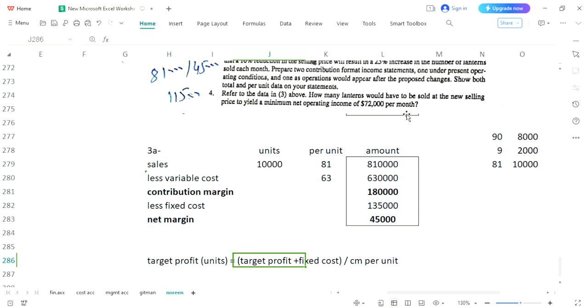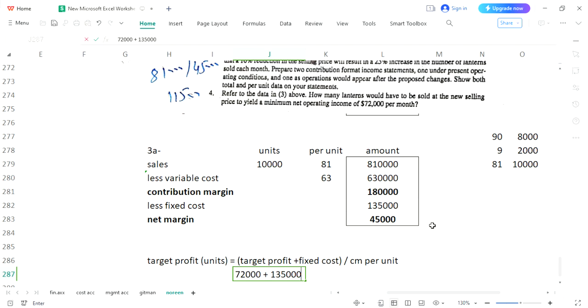Let's see how much the target profit is. Read over here. Our target profit is 72,000, which is given over here. How have you come to know how many lanterns should be sold at the new selling price to yield a minimum net income? To yield means he has a target of getting a profit. So we have got our target profit, which is 72,000. Then you will add fixed cost, which is 1,35,000. You have put it over here.